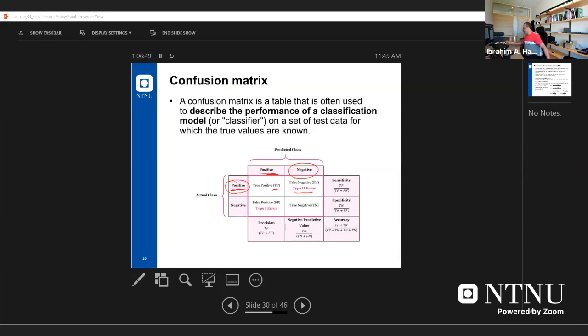Imagine you build a model to make predictions of a disease, for example, a medical diagnosis. Someone is negative, does not have the disease, but he was misclassified as positive. So we call it type 1 error. Maybe we will give him medication which he should not take. On the other hand, he is positive, he has a disease, but we classified him as negative.